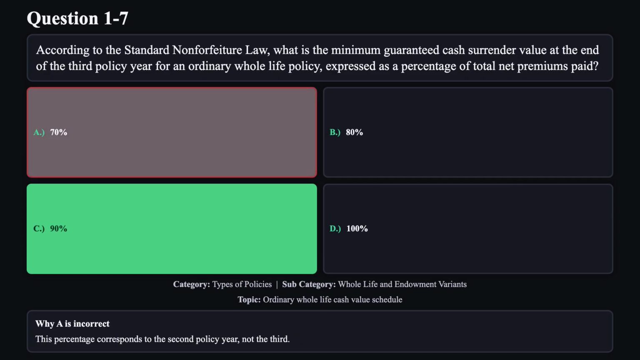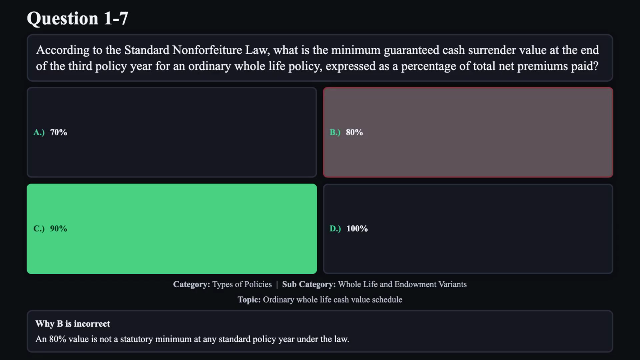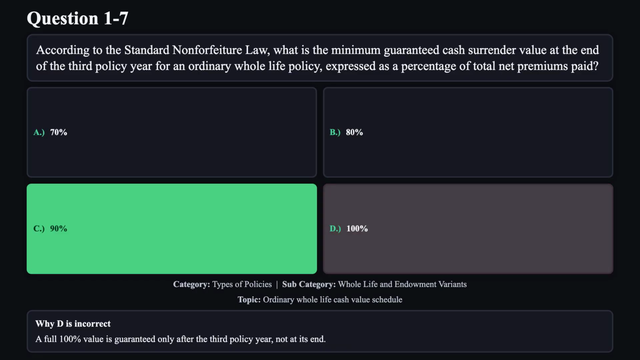Reason A is not correct. This percentage corresponds to the second policy year, not the third. Reason B is not correct. An 80% value is not a statutory minimum at any standard policy year under the law. Reason D is not correct. A full 100% value is guaranteed only after the third policy year, not at its end.